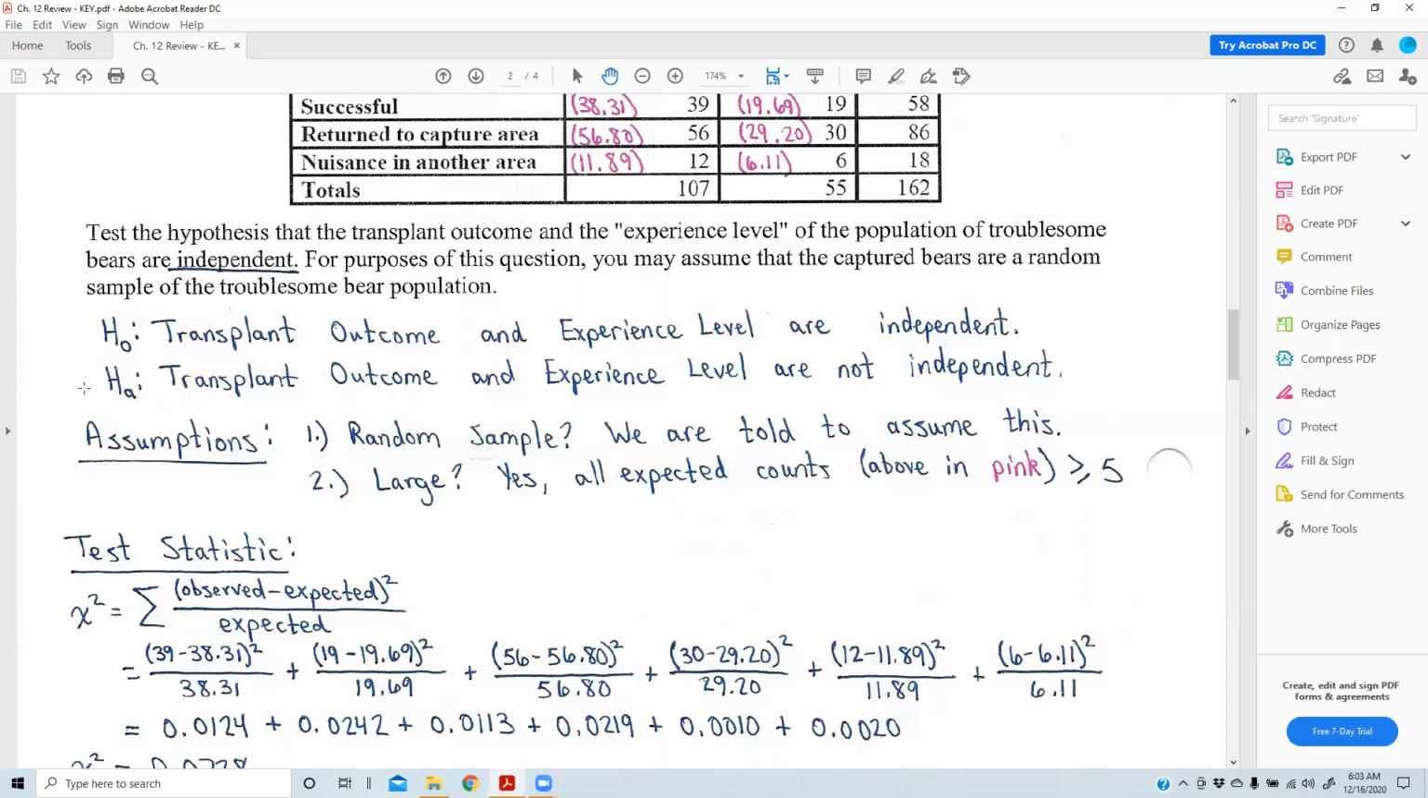So first one, random sample. We're told to assume this in the problem. Literally the last sentence of the problem tells us this. So we're good there.